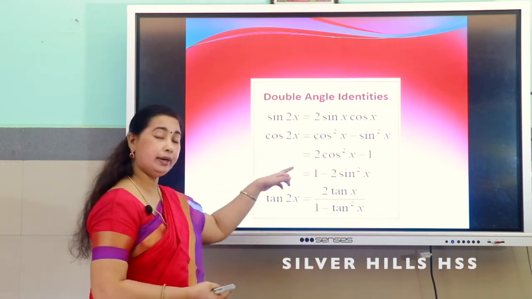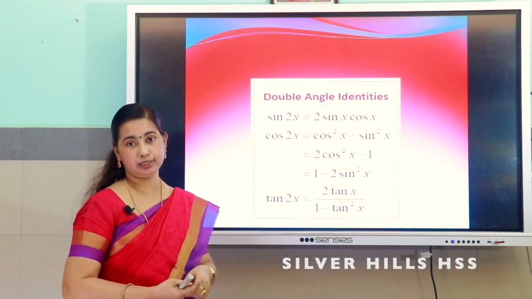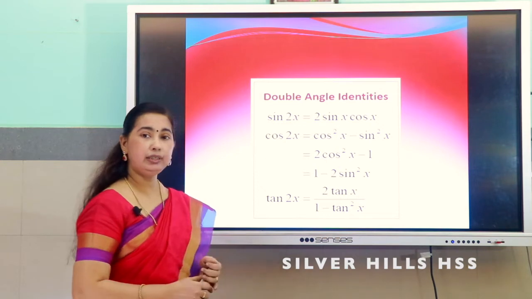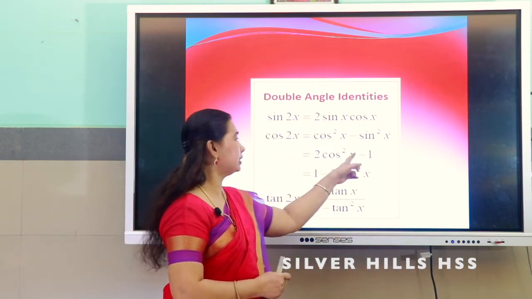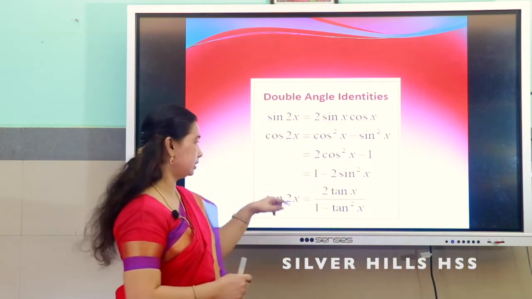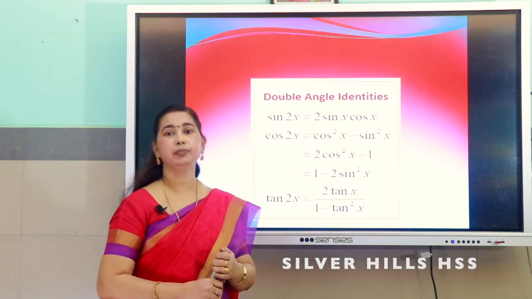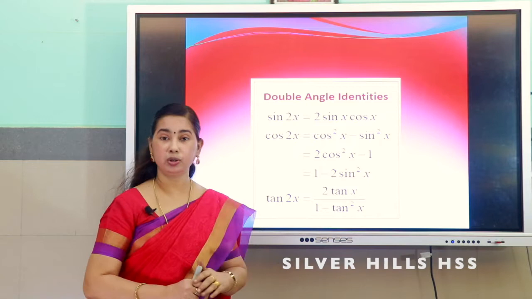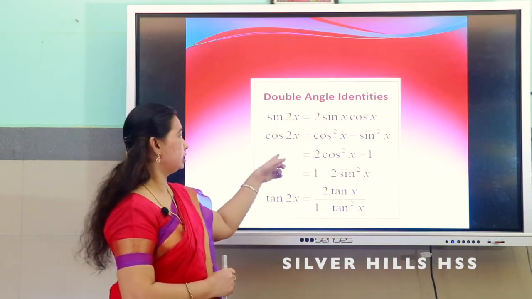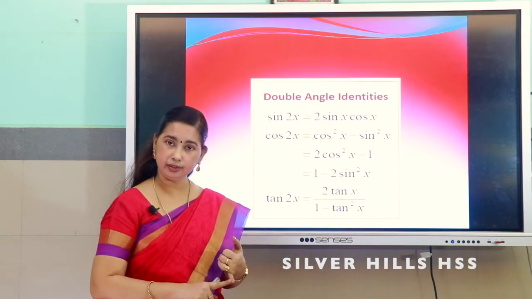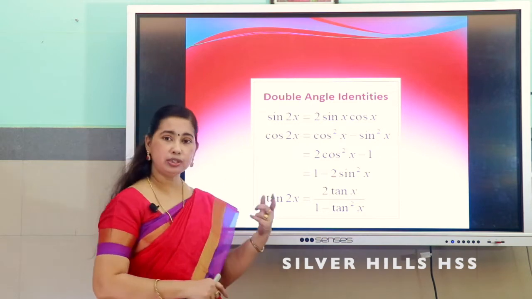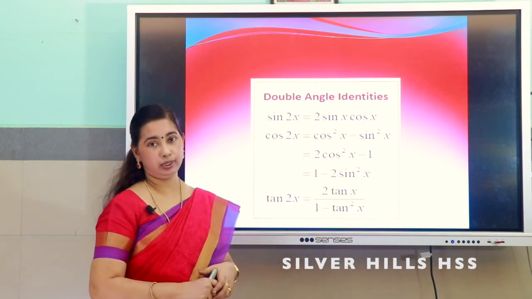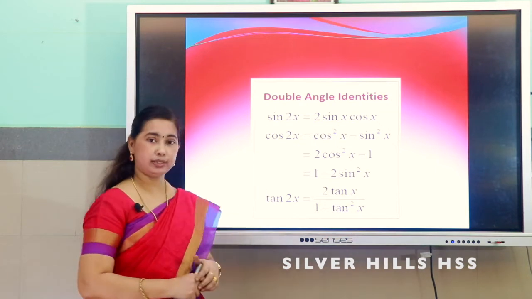We are having more identities for cos 2x. One is cos square x minus sine square x. Another one is 2 cos square x minus 1. And another result is 1 minus 2 sine square x. These are the different results for cos 2x. So, cos 2x is cos square x minus sine square x, 2 cos square x minus 1 and 1 minus 2 sine square x. Same way tan 2x.